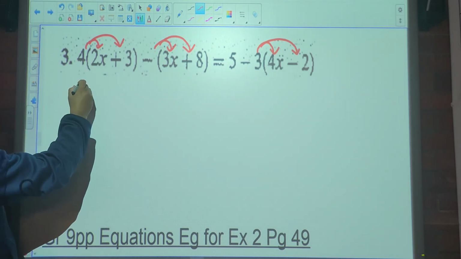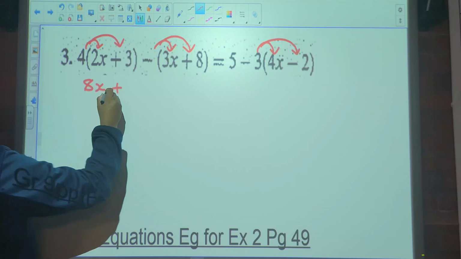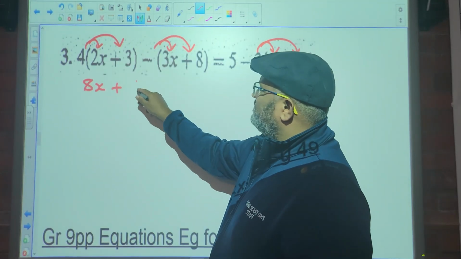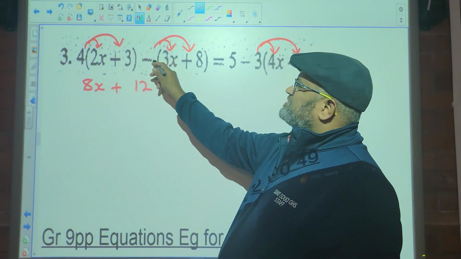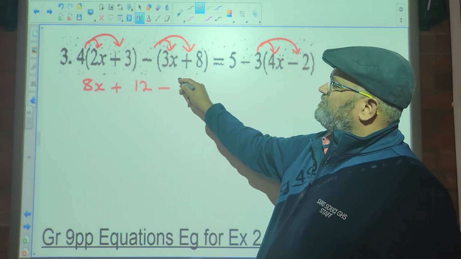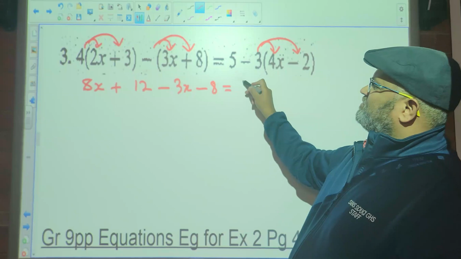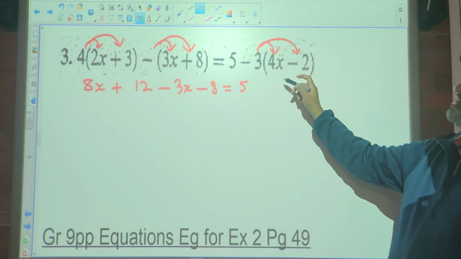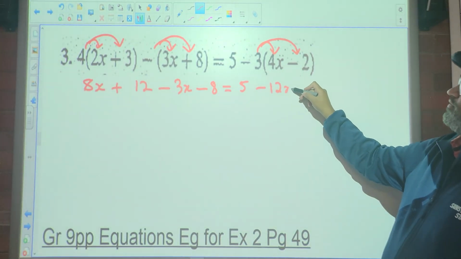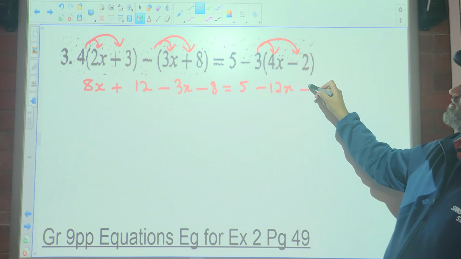So what's 4 times 2x? 8x. Plus 4 times 3 is 12. Negative times positive is negative 3x. What's positive times negative? Negative 8 is equal to 5. Negative 3 times 4x, negative 12x. Negative 3 times negative 2 is positive.